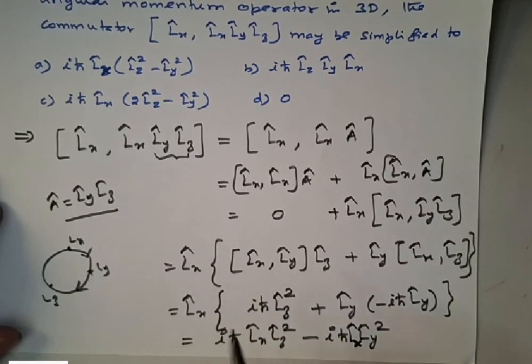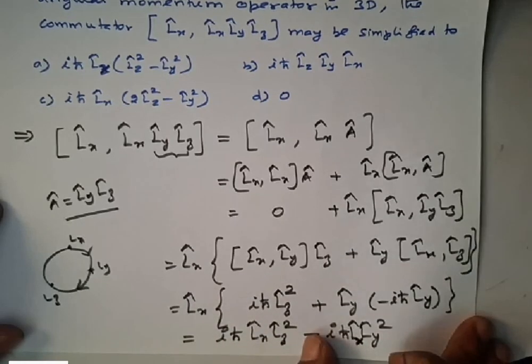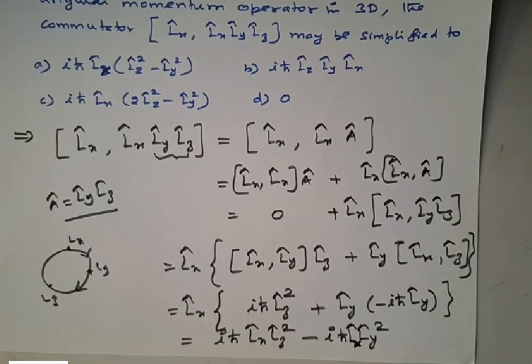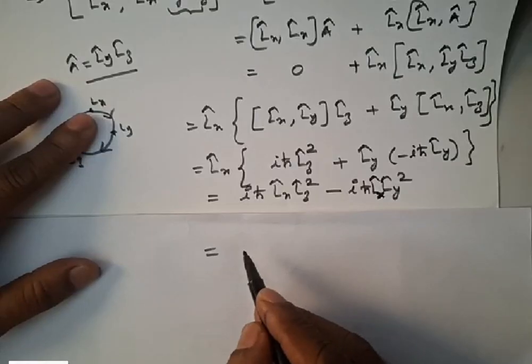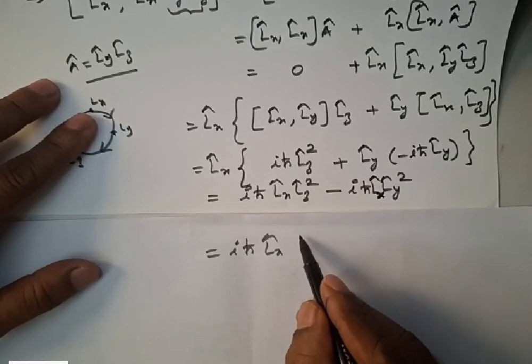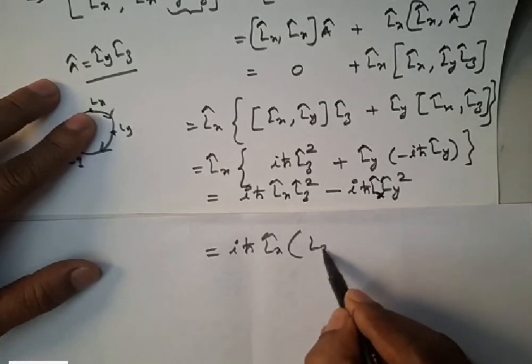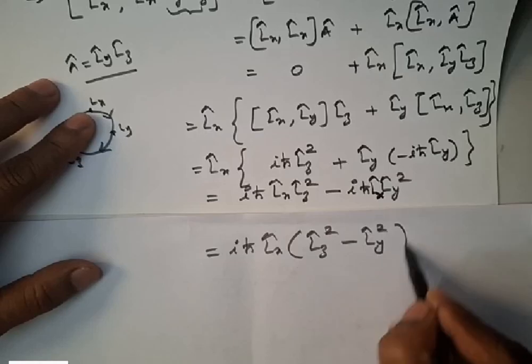Option A, correct? You keep Lx outside. Let me show you on the next page. So this can be written as iħ Lx, you keep Lx out, or Lx is common. You take it as common, then we have Lz squared minus Ly squared.